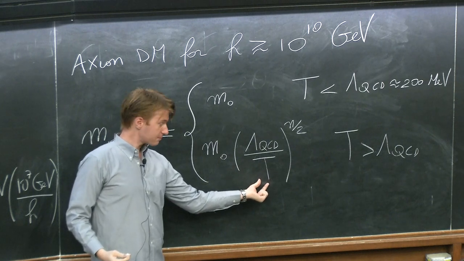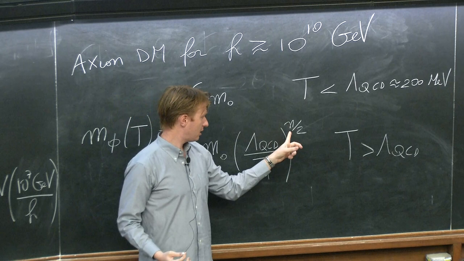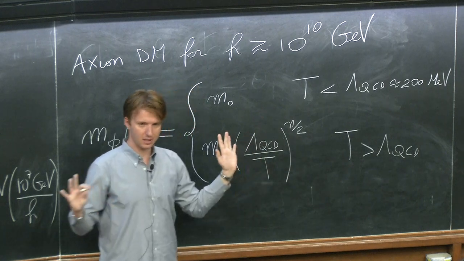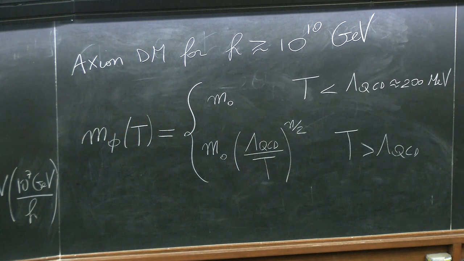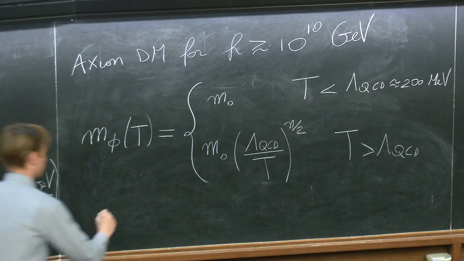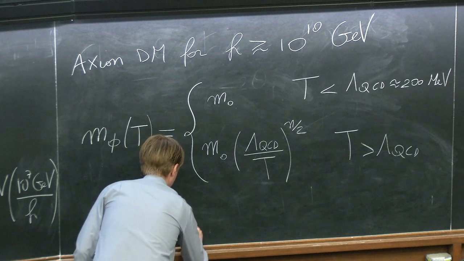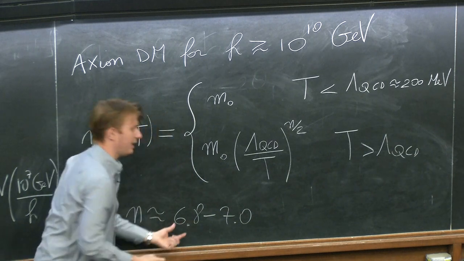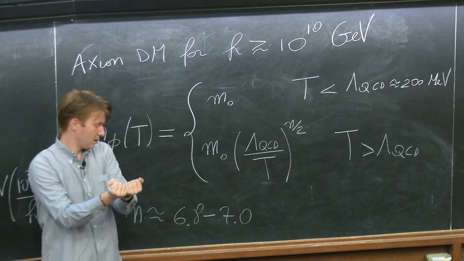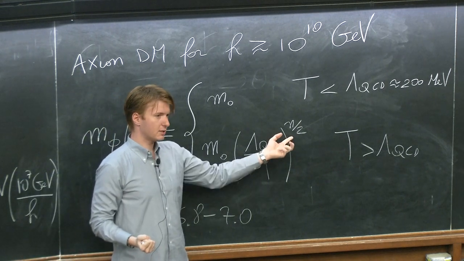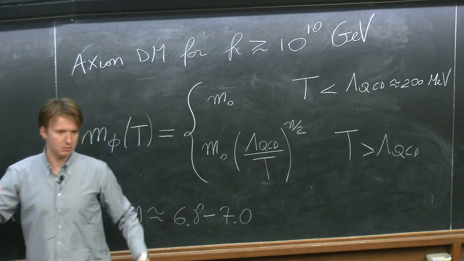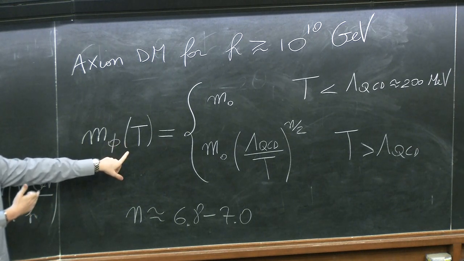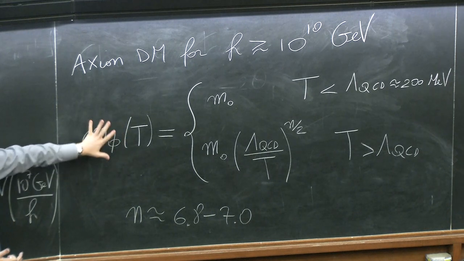It decreases as a power law, and I define this behavior with the following exponential index, n over 2. Okay, this is just a convention. And as I say, there is really not a consensus about the value of n, but the range worth keeping in mind is between 6.8 and 7. So once you take half of this, the axion mass decreases as the temperature to the minus 3.5, more or less, okay? So this input will be very important because we want to solve the evolution of the axion in the early universe. So we need to know the mass at any temperature, and this is the result.